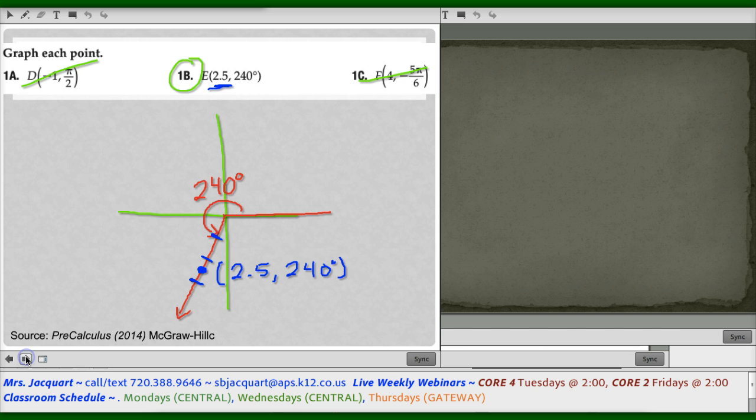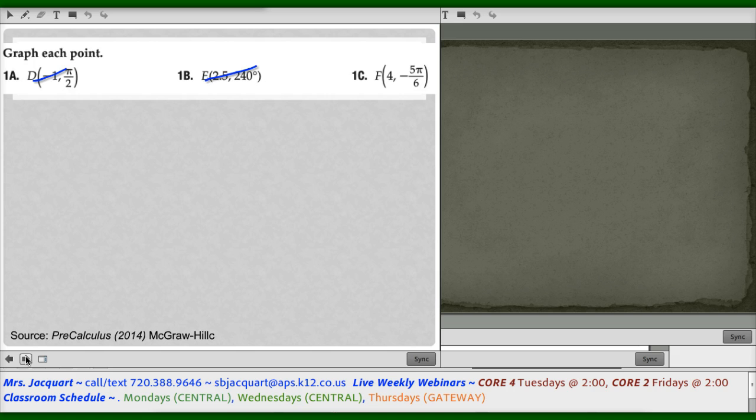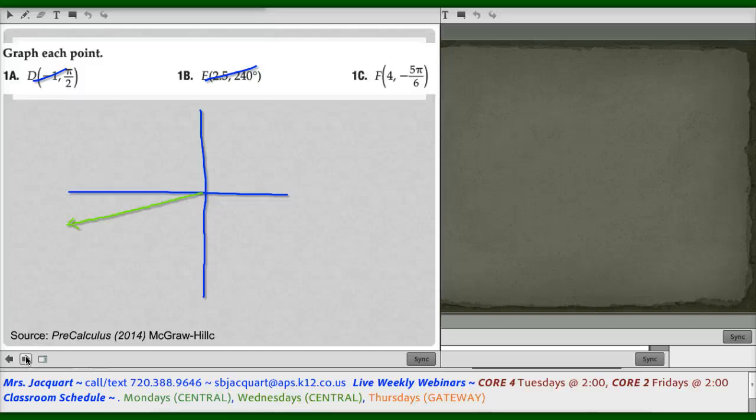Pause and digest. All right, so this last one, let's do our super cool grid that just helps me. We're going to go -5 pi 6, which is right there, close enough anyway. Then the next step is we need to go 4 on that angle. 1, 2, 3, 4. So right there is 4 comma -5 pi 6.